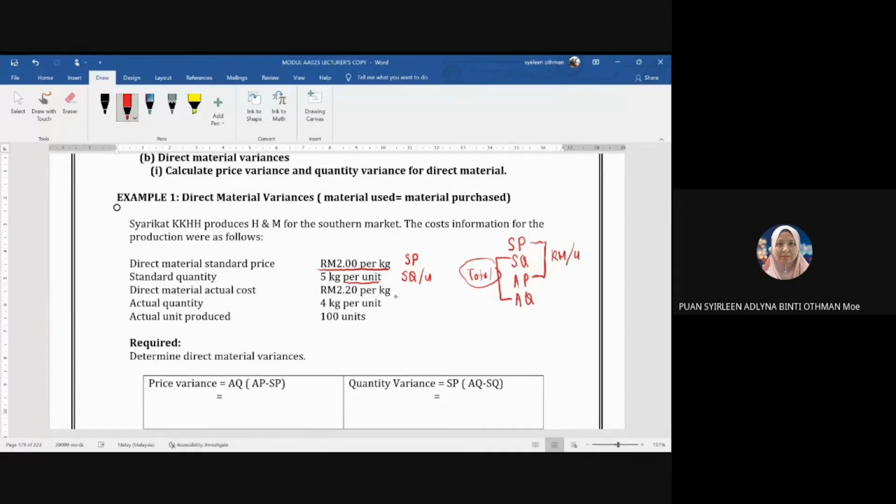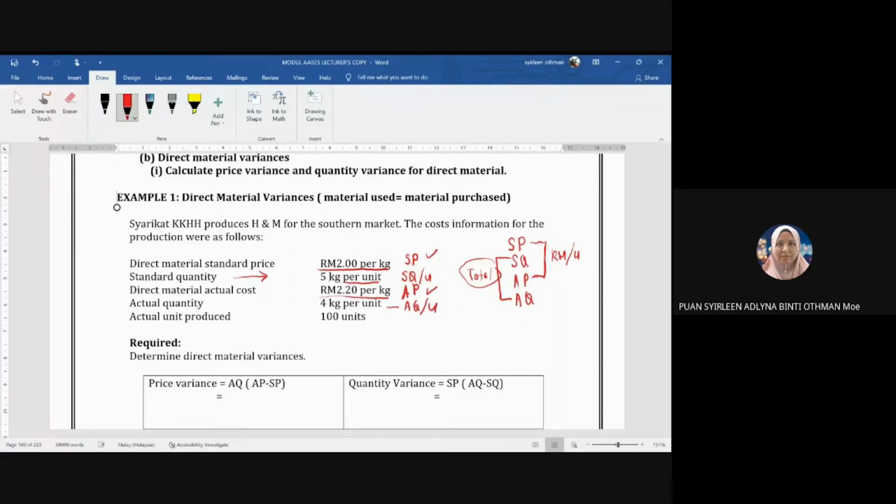Alright. Okay, dekat sini dia bagi direct material actual cost. So RM2.20 di sini ialah AP, actual price. So you dah ada standard price, you dah ada actual price. Okay, and then di bawah ni you ada actual quantity. So standard quantity, okay, dari awal tu kita buat decision making. We decided that 1 unit of finished goods atau finished product, dia perlukan 5 kg bahan mentah. Tapi bila you dah buat production, the actual quantity used to produce one finished product is only 4 kg.